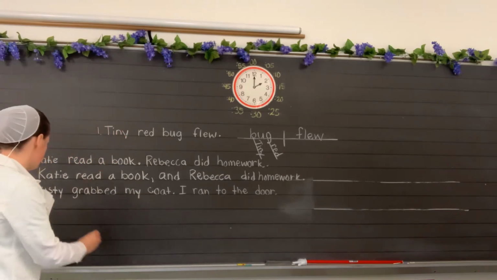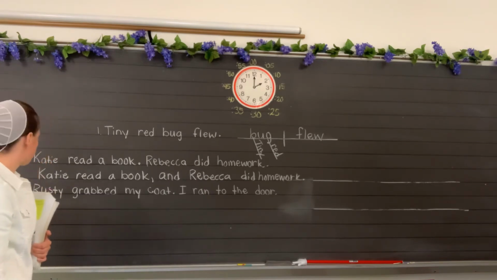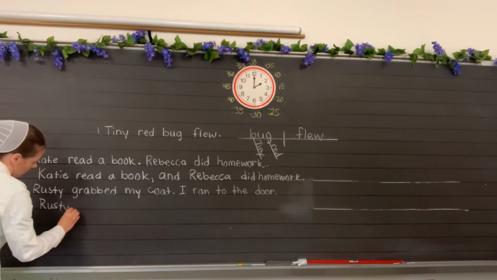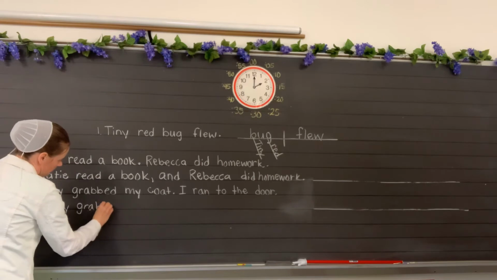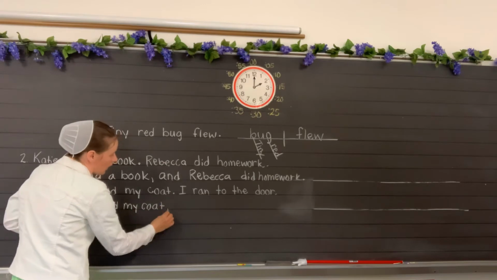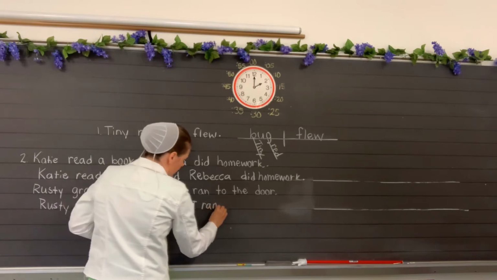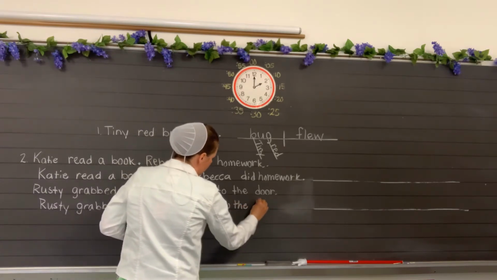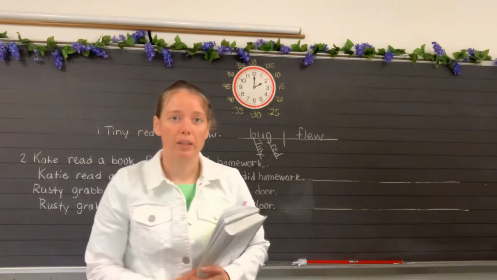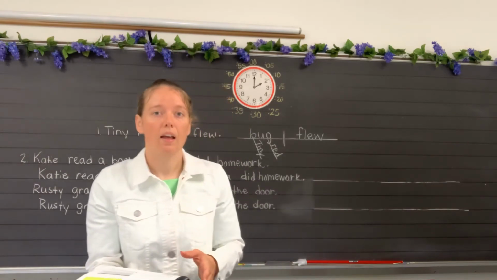Okay, let's look at the next sentence here. Rusty grabbed my coat. I ran to the door. So we would say Rusty grabbed my coat, comma, and I ran to the door. Okay, so it should be pretty easy. We just have to remember to put our comma in and add the word and.